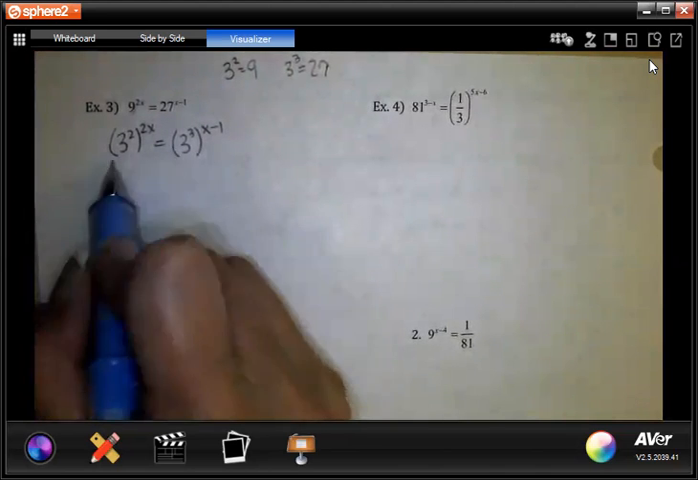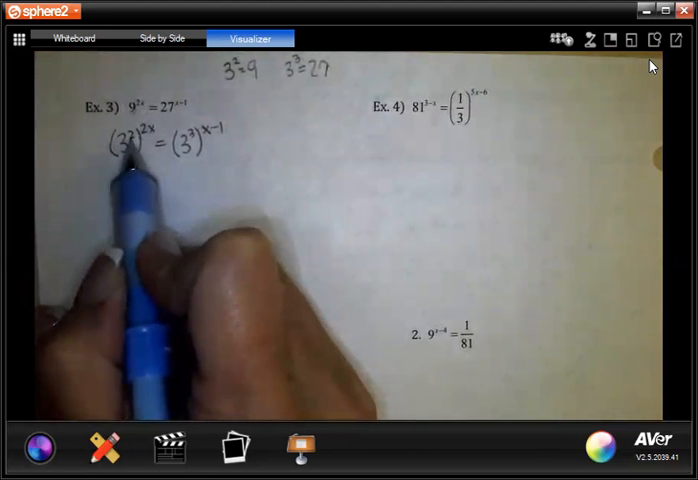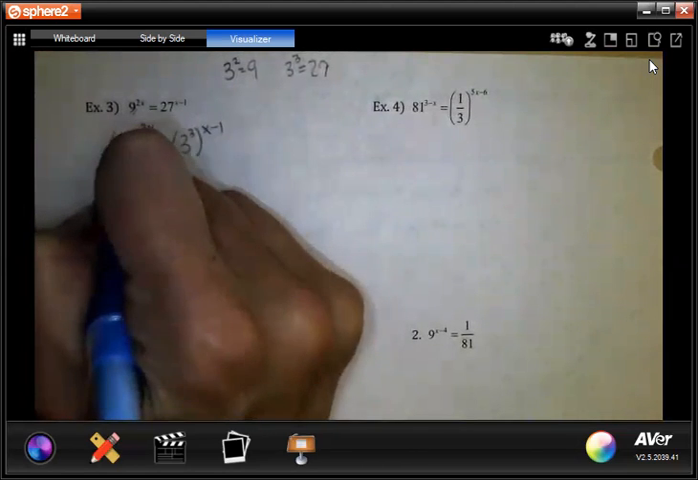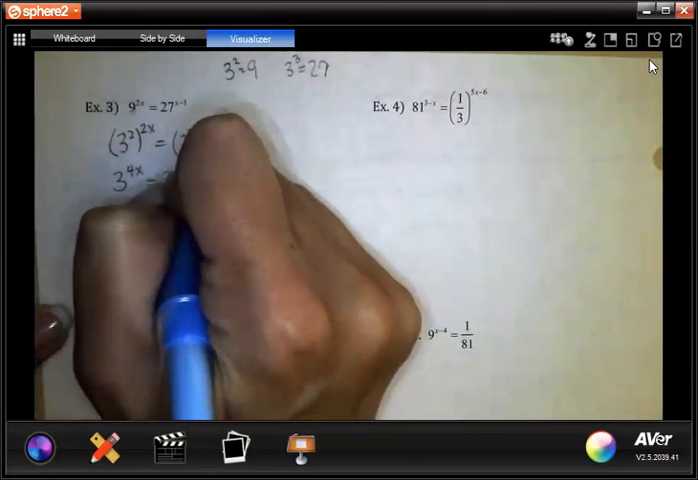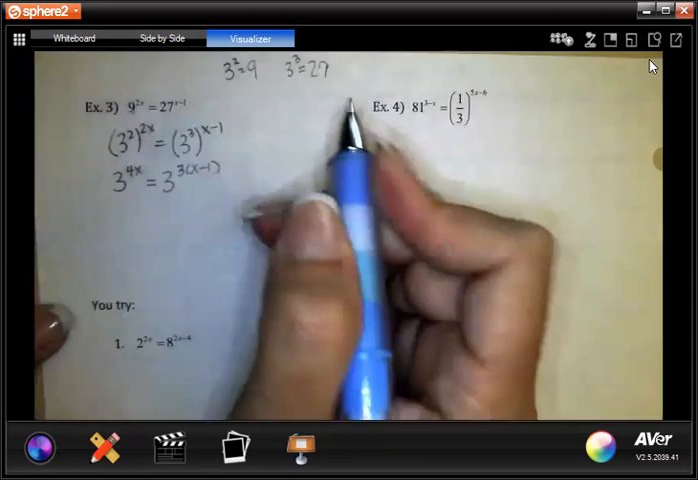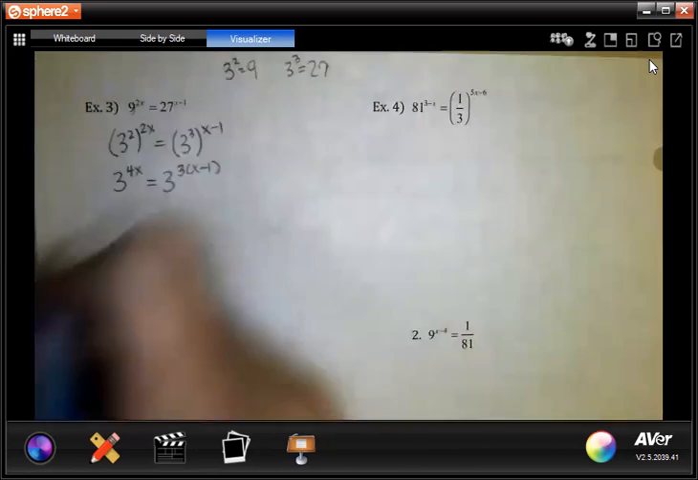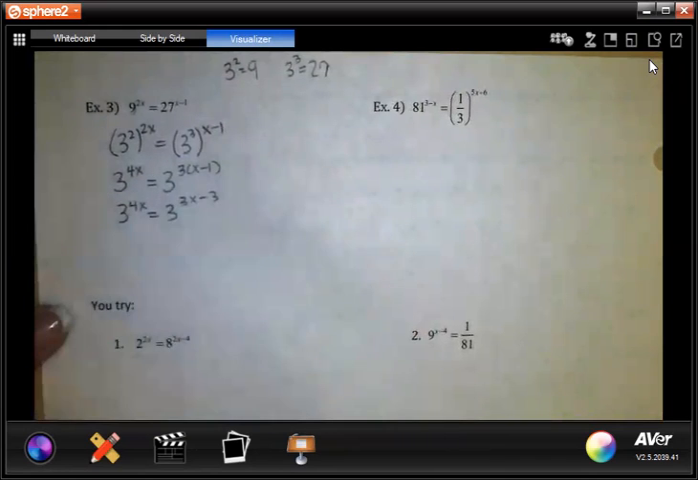Now we have the same bases. You remember your exponent rules. When you have a power to a power like this, you multiply. So this would be 3 to the 4x is equal to 3, and this would be 3 times x minus 1. So we do have to distribute that all the way through. That's why I wrote it out twice there. So we get 3 to the 3x minus 3.